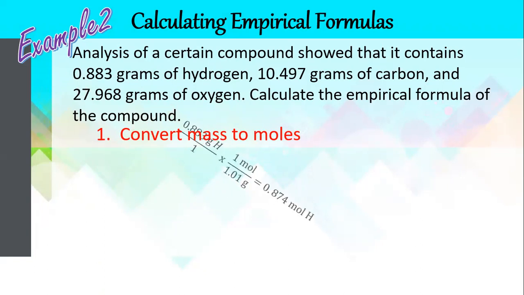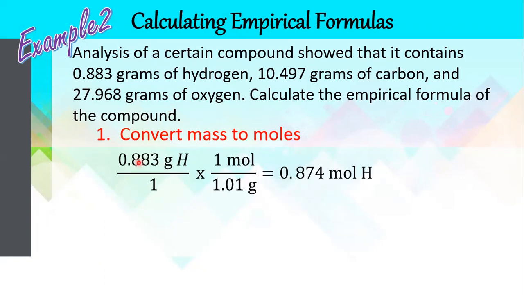For hydrogen, we have the given 0.883 grams of hydrogen, and then we use its atomic mass from your periodic table. So 0.883 grams divided by 1.01 gives you 0.874 mole of hydrogen. And then we can cancel out the grams.